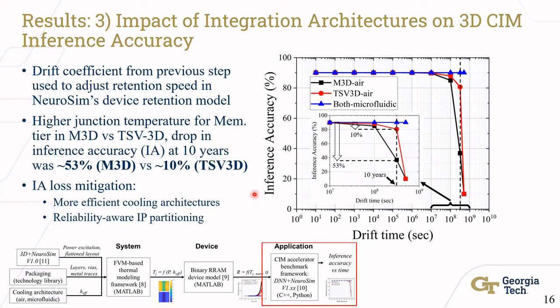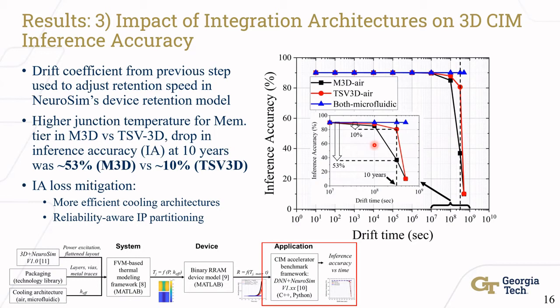Now, what we observed, shown here, is the inference accuracy over time for the three key cases that we're looking at, and I show a zoomed in view of the key area of interest, where we noticed that at close to almost 10 years, which is the standard retention time period defined for most memory devices, the monolithic 3D saw a much larger drop in inference accuracy compared to TSV based 3D.